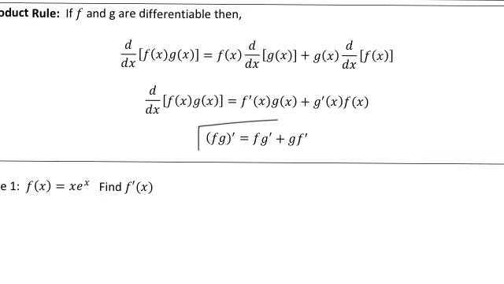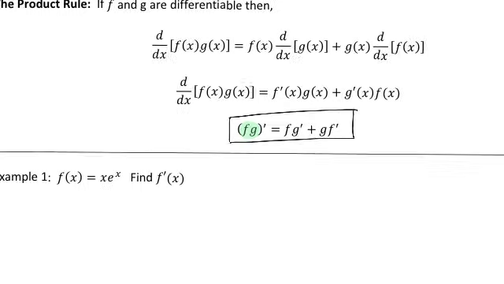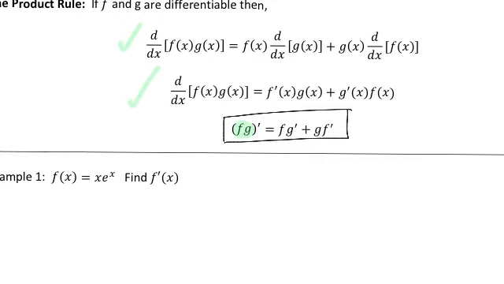If you have a product fg and you're doing the derivative, then the derivative of that product is the first times the derivative of the second plus the second times the derivative of the first, fg prime plus gf prime. These things are just saying that same equation using the Leibniz notation.